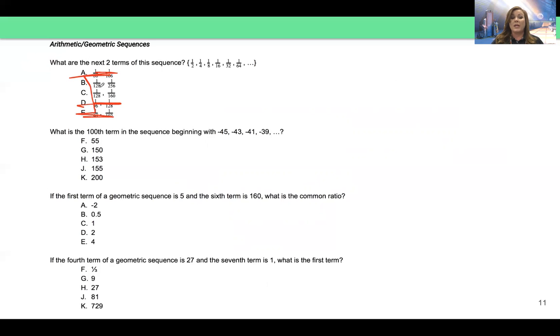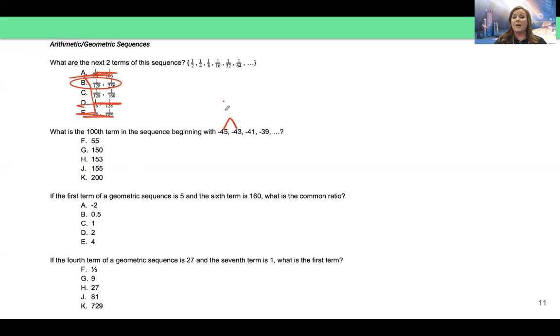And then 128 times 2, it's 256. That's pretty obvious. 100 times 2 is going to be 200. It can't be 160. Here's the one where you need the formula. What is the 100th term in this sequence? Because if you wrote it all out, yeah, no.